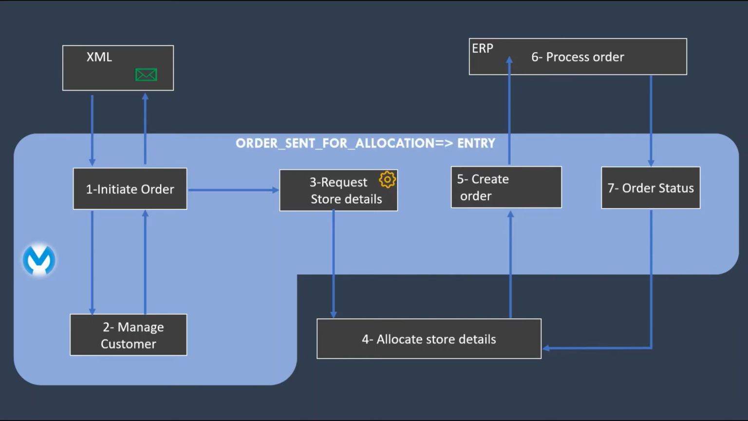Like I said, this will save the message in the database and transform the message into the expected format of the next service, which is allocate store details, before which it also emits these events, entry and exit, stating order sent for allocation. So this is the core service. It's an external service which is responsible for gathering all the store details for the items in an order. And once it replies back, we again transform the message and push it to the ERP system for processing and fulfillment.